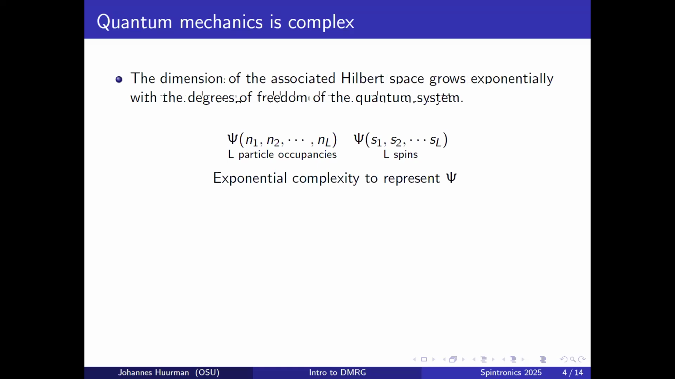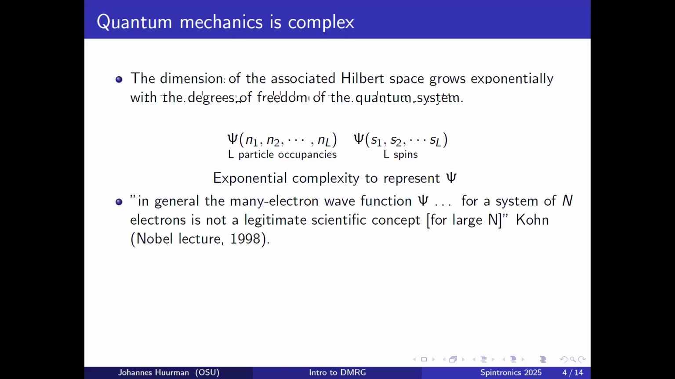There's a famous, albeit misleading, quote by Walter Kohn in his Nobel lecture that in general, the many electron wave function psi for a system of n electrons is not a legitimate scientific concept for large n. But this quote is misleading because we work with quantum systems with large n all the time. I mean, we're doing condensed matter physics here. I mean, the systems have very large n. So then what's the problem?